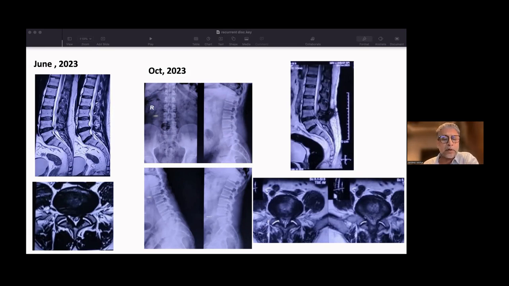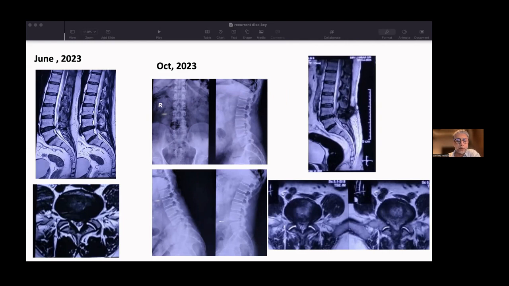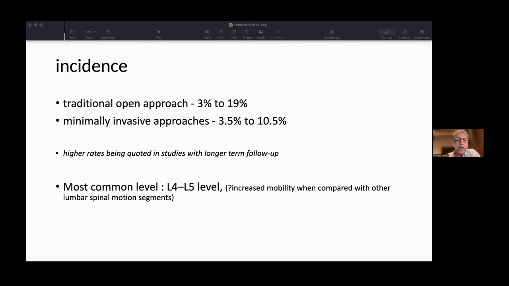So again, the time factor is not sacrosanct. I personally believe that any patient who had a pain-free interval, at least for a few weeks, and later has significant symptoms, I will call that recurrence. The incidence in the traditional open approach has been reported from 3% to 19%, and in minimally invasive approaches from 3.5 to 10.5%. I personally think that the approach doesn't really matter, whether open or minimally invasive. It is the way a surgeon approaches the disc surgery and the other factors which I'll be discussing that can lead to recurrence. The most common level is L4-5, because the discs are most commonly affected at this level due to increased mobility.